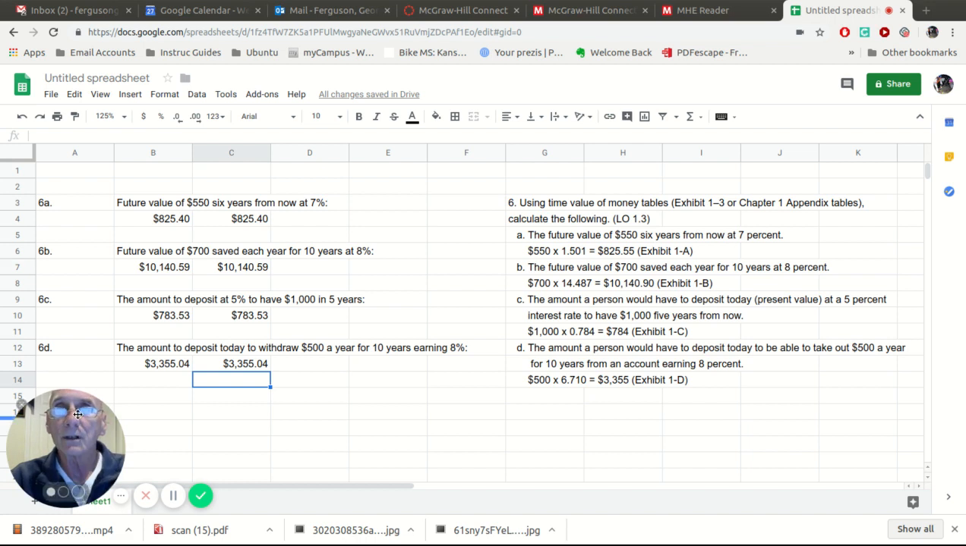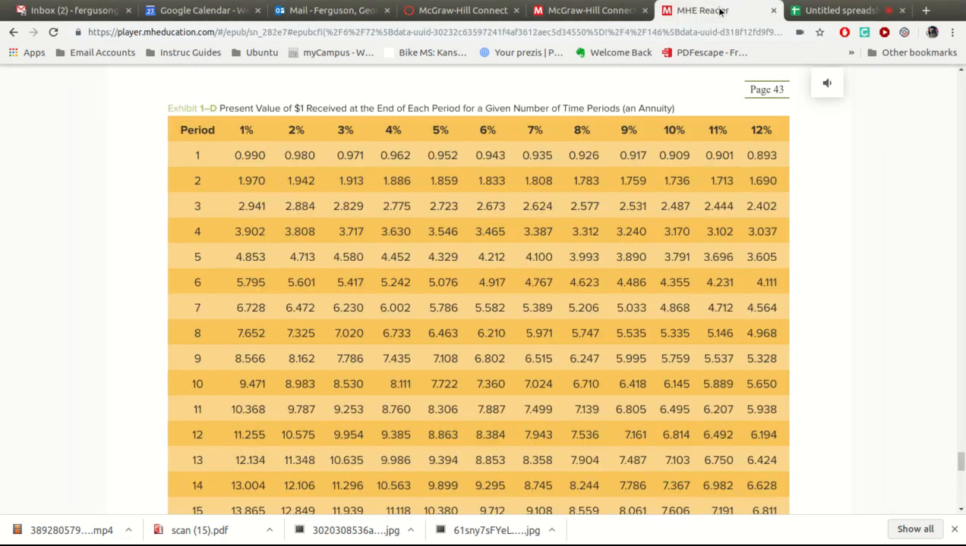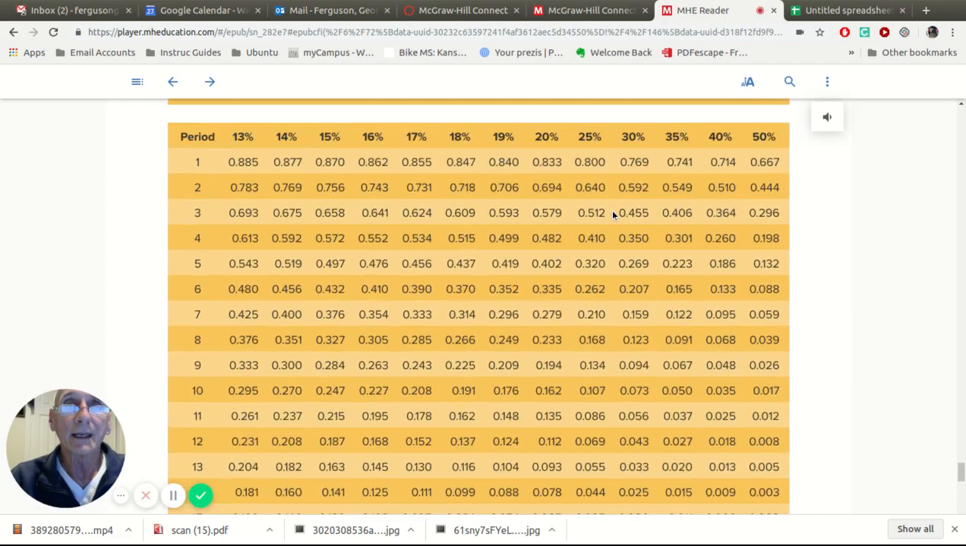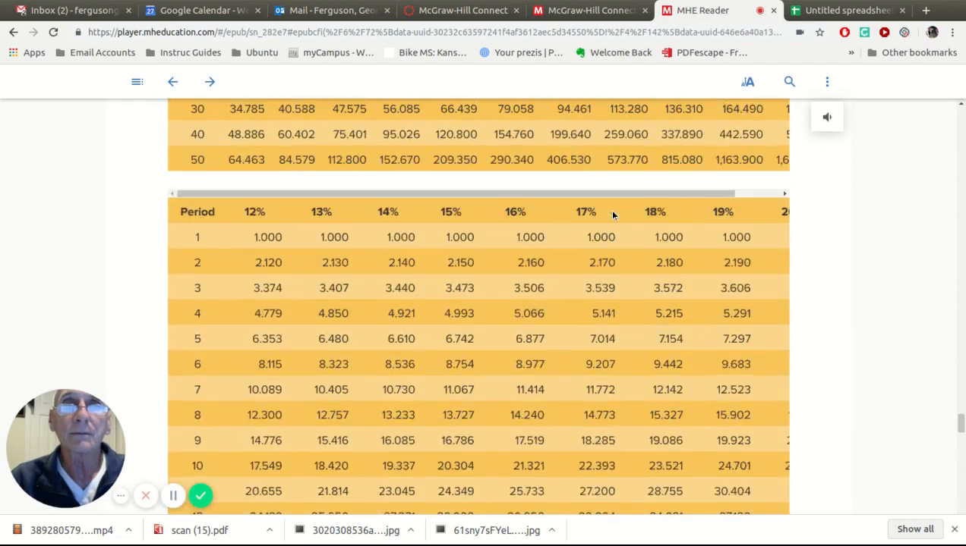So for number 6 in the assignments, it's asking you to calculate future values and present values. So the first one, the future value of $550, 6 years from now at 7%. So you're going to take $550, put that aside in a savings account, get 7% on it. How much are you going to have at the end of 6 years? Easy way to do it, go to the tables.